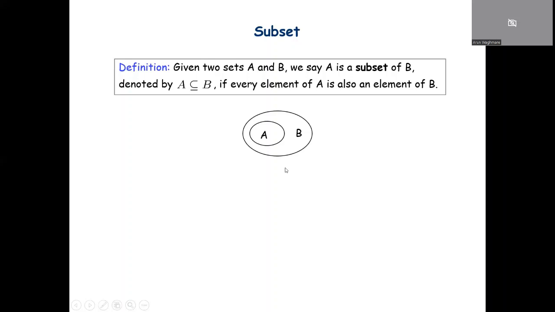Then subset. So what is a subset? Suppose there are two sets A and B, right? So A is a subset of B, and we denote it by this symbol. This A is a subset of B if every element of A is also an element of B, then A is a subset of B.